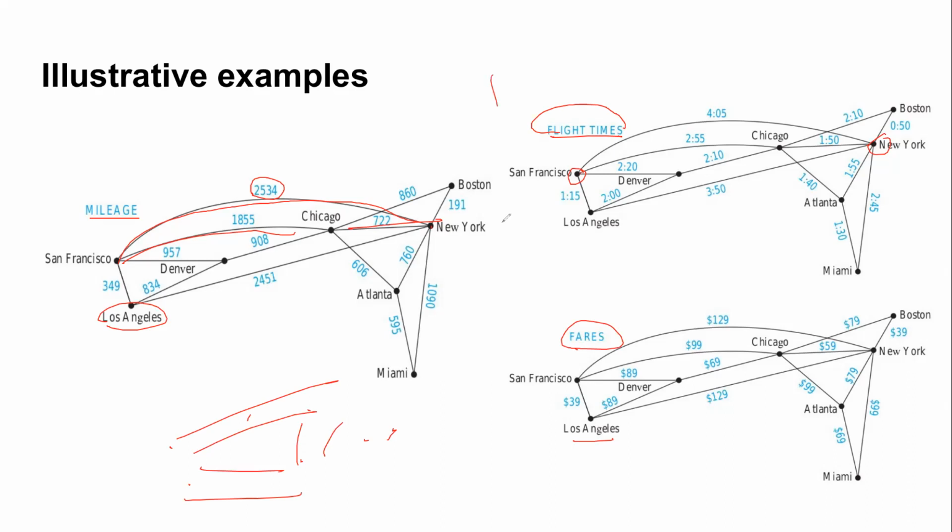But you can see when I dive deep into this weighted scenario and I assign weight to each edge based on different application scenarios, I was able to extract three different graphs. One was dealing with mileage, one with flight time, one with fare. So you can see how the same unweighted graph can be modeled as different weighted graphs by giving different weights to the edges based on the application scenario.